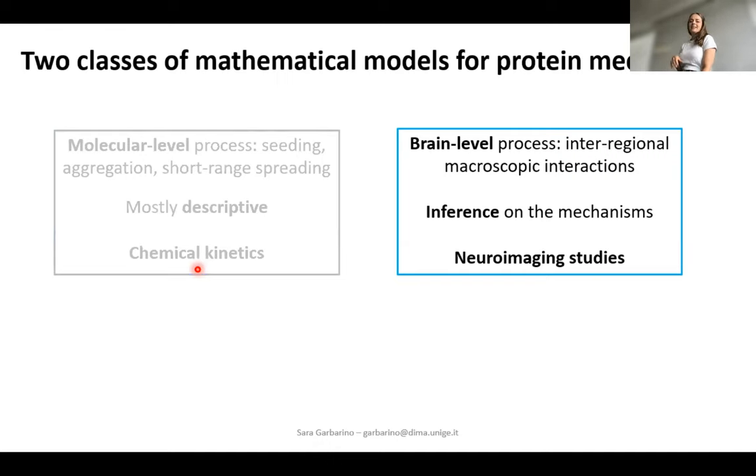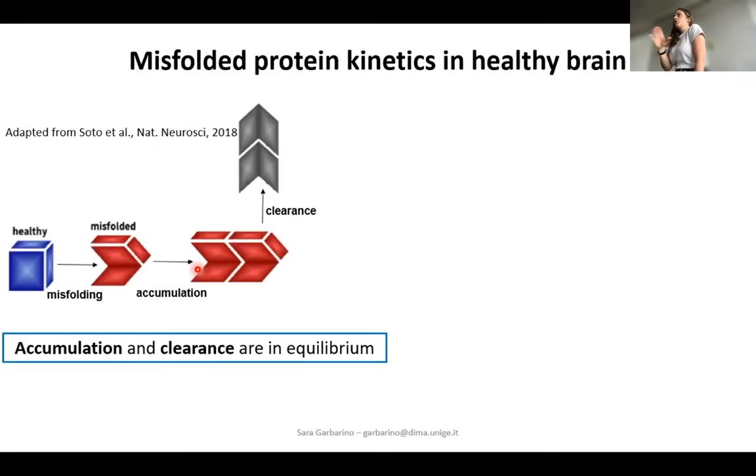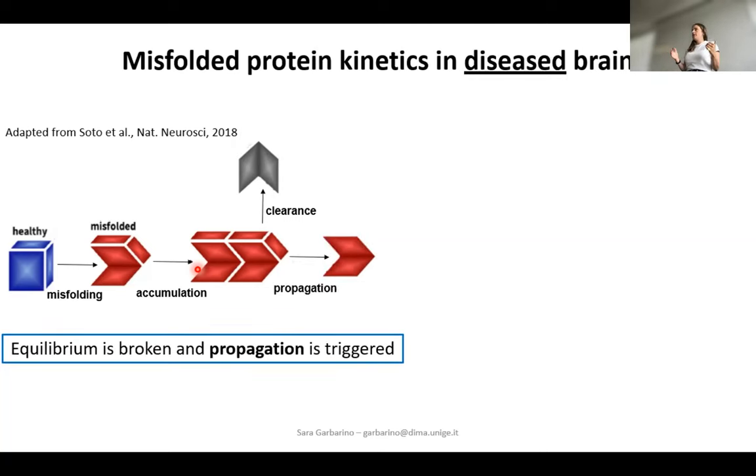Okay, so I will start with a very brief schematic of the mechanisms of protein dynamics at brain level. I will try to convince you that, of course, they simplify the molecular level dynamics, but still they can convey the key points of brain dynamics and protein mechanisms. So, the processes of accumulation and clearance of proteins are, in normal conditions, in equilibrium, essentially. The accumulation is kept in balance by an efficient clearance process. But under neurodegenerative conditions, this equilibrium is broken, and proteins start to accumulate and aggregate in plaques, eventually propagating in the brain.